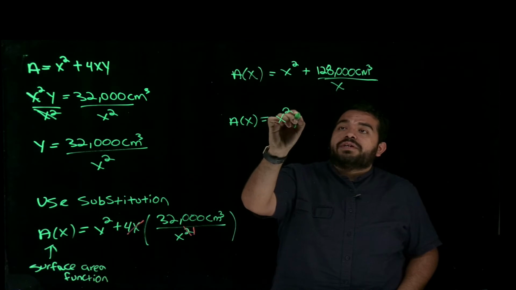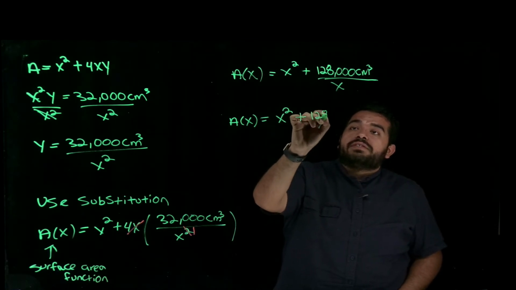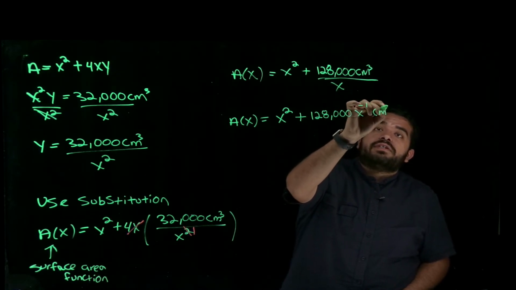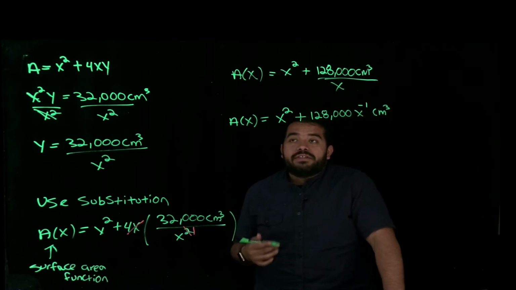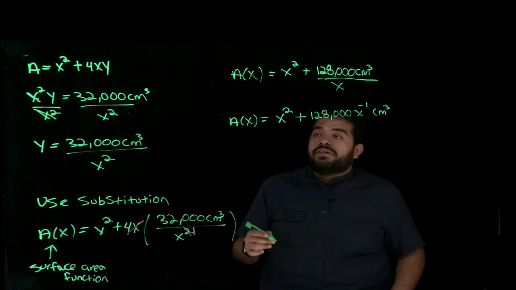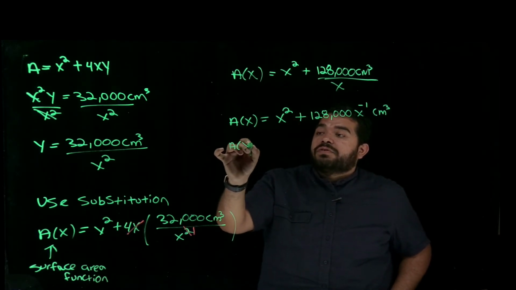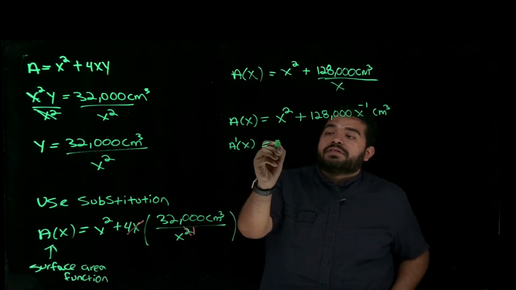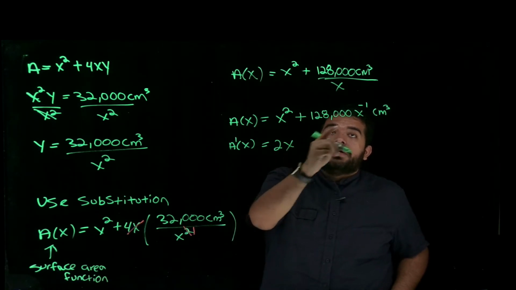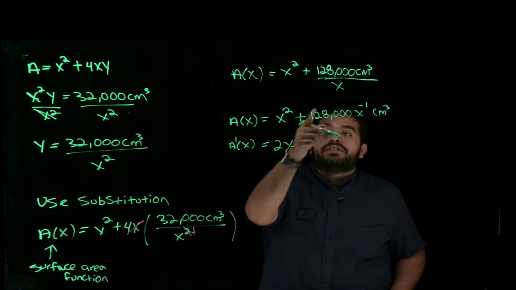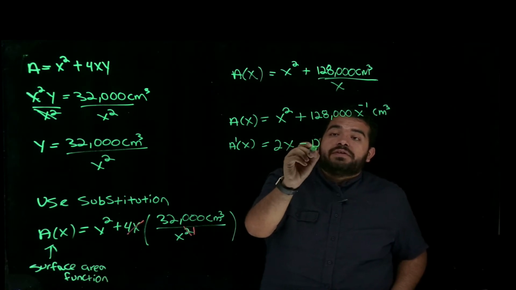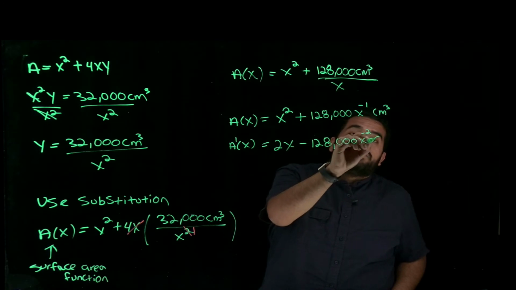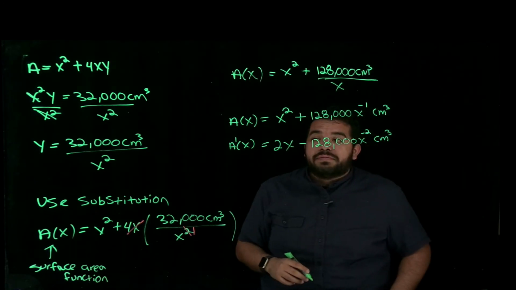So here we have x squared. We're not going to touch this. 128,000 x to the negative 1 cm cubed here. Now that I have it in this form, it should be easier to calculate the first derivative. So the first derivative of this is going to be, the derivative of this gives me 2x. Now be careful with this negative 1. When you multiply this to the front, it's going to become negative 128,000 times x to the negative 2 cm cubed.